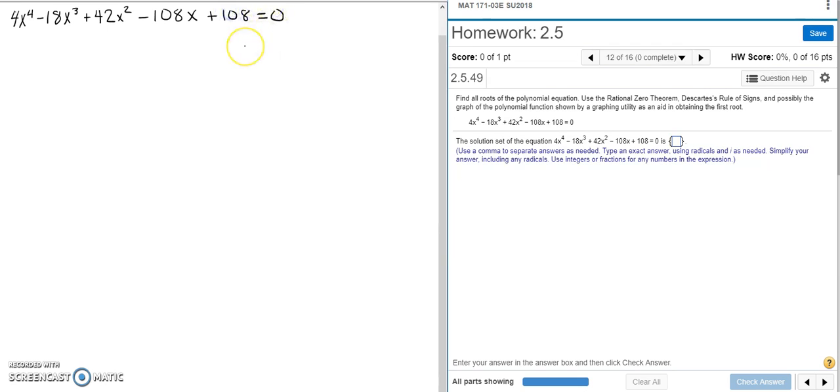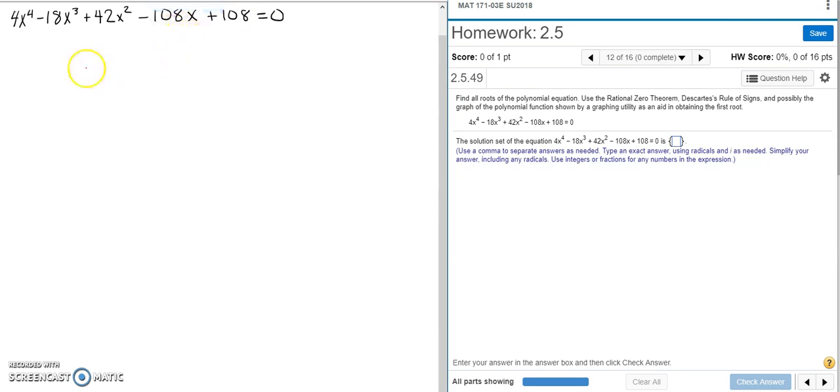Okay, so unlike the problem that we did in 2.4, the problem in 2.4 gave us a zero to start with. They were very nice and very helpful, and they said, hey, one of your answers is this. The problems in 2.5 give us nothing. They don't give us anywhere to start. But we have the rational root theorem, or rational zero theorem.